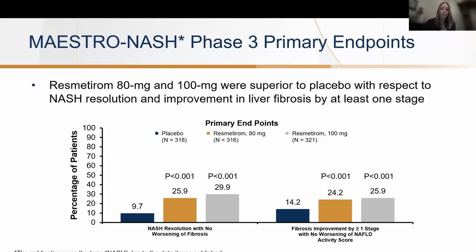Now, as far as primary endpoints, we see significantly higher response in the resmetirom versus the placebo group in both NASH resolution with no worsening of fibrosis there on the left, and then fibrosis improvement, as you can see on the right-hand side.